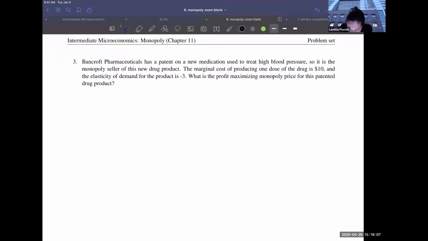Bancroft Pharmaceutical has a patent on a new medication. It is a monopoly. Marginal cost of producing is 10, and the elasticity of demand for the product is -3. What is the profit maximizing monopoly price for the patent drug?